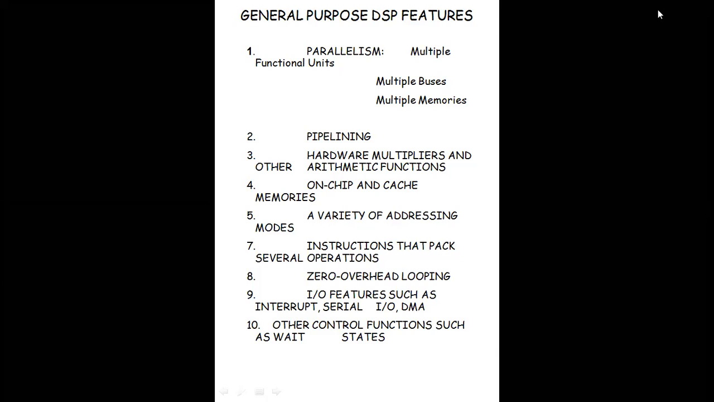The fifth is a variety of addressing modes. The sixth is often instructions that pack several operations. The next is zero overhead looping. Next are IO features such as interrupts, serial IO, or DMA. And the last is other control functions such as states.